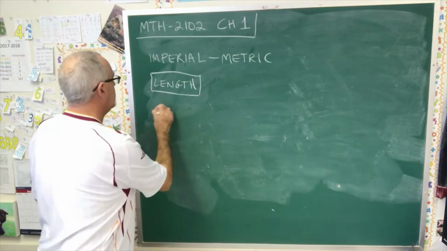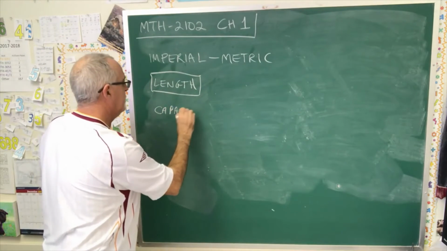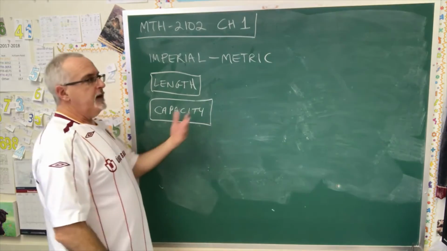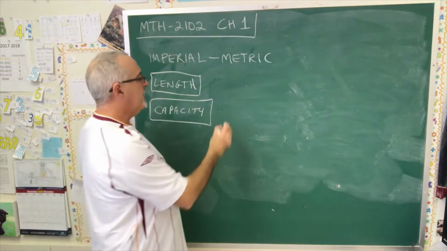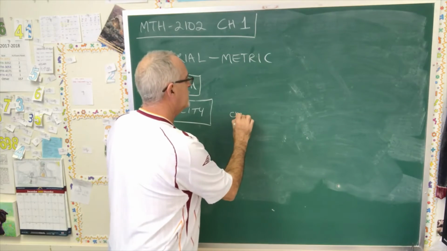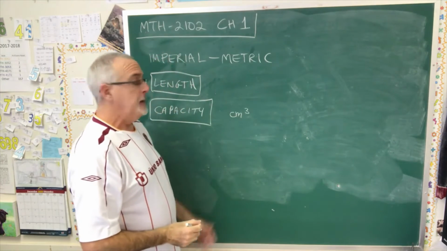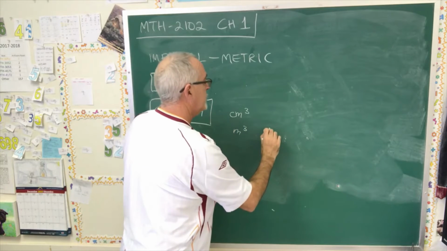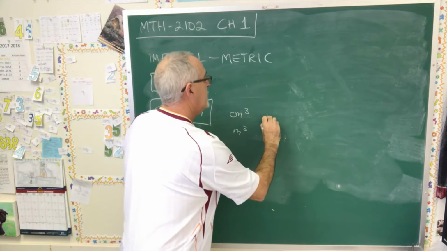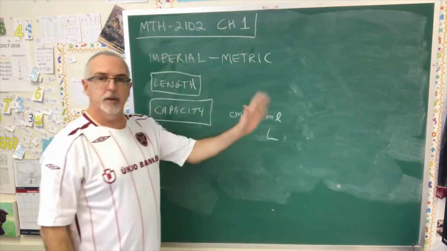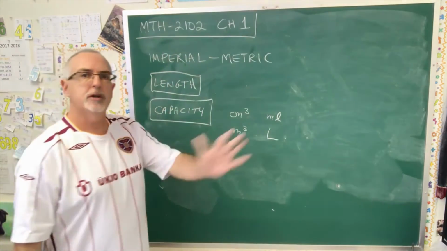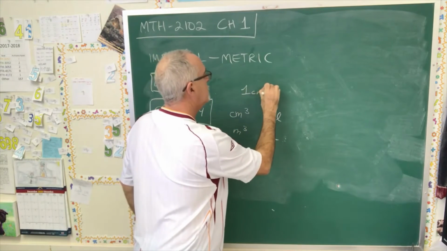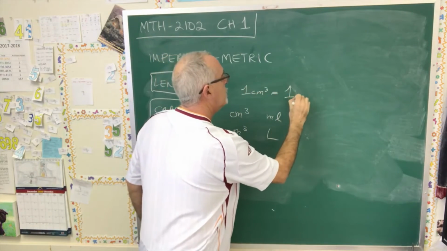There is capacity. Volume. What are the interesting things to bring up when we talk about volume? Well, volume can involve things like the centimeter cubed or the meter cubed, but it can also involve things like the liter or the milliliter. And one of the most useful things in all of math conversion, in the whole world of math conversion, is the fact that 1 centimeter cubed happens to be equal exactly to 1 milliliter.